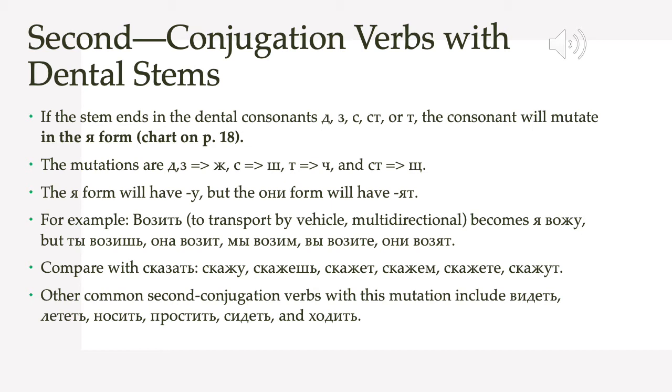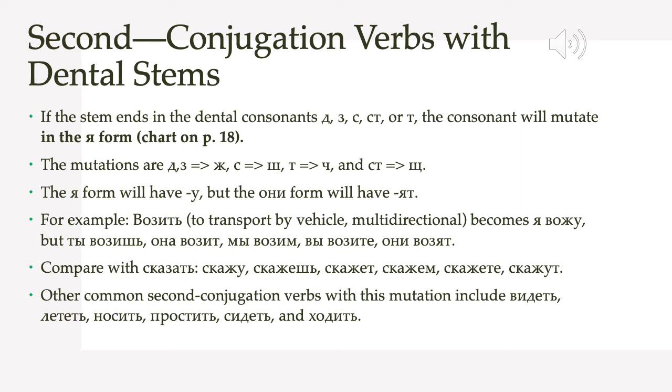And let's just quickly compare that with сказать, which also has a z stem, but is a first conjugation verb. And сказать, we have скажу, скажешь, скажет, скажем, скажете, скажут. All forms of the verb have the mutation. And so just remember that first conjugation, everything mutates. Second conjugation, only I mutate.